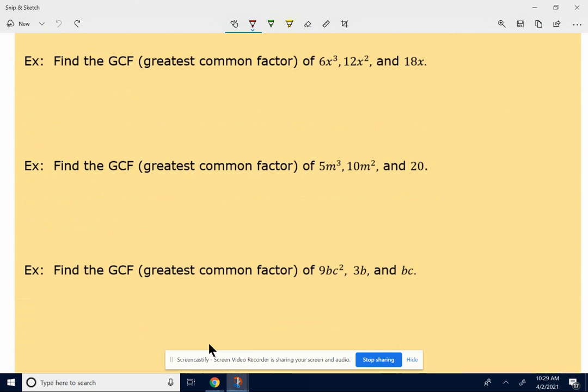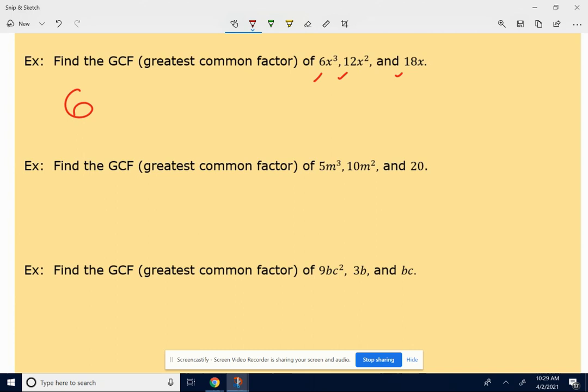If I wanted to find the greatest common factor of 6x to the third and 12x to the second and 18x, the first thing I'm going to do is just look at the numbers, the 6, the 12, and the 18. Just think about what is the largest number that will divide evenly into 6, 12, and 18. So that would be 6. So that's part of it.